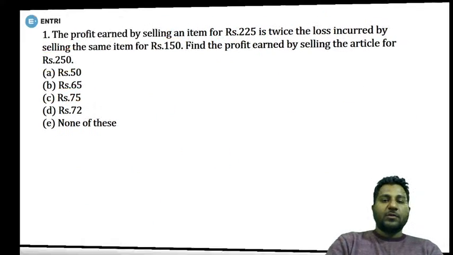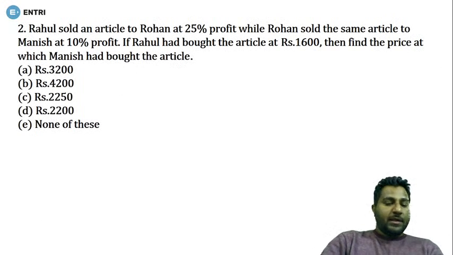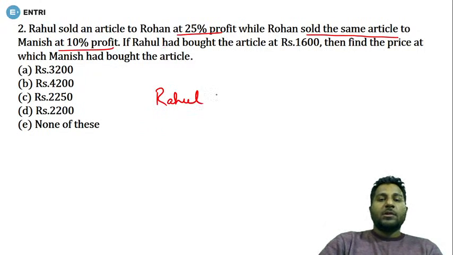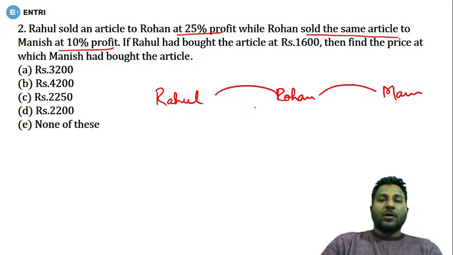So let's move on to the next question. Now solve this one. Rahul sold an article to Rohan at 25% profit, while Rohan sold the same article to Manish at 10% profit. So Rahul sold it to Rohan and Rohan sold it to Manish. Rahul's profit was 25%, Manish's profit was 10%.